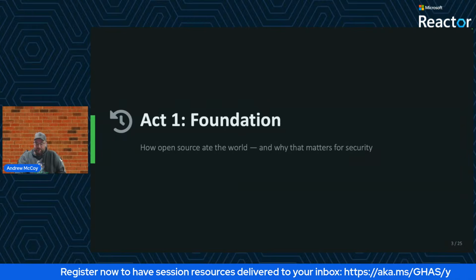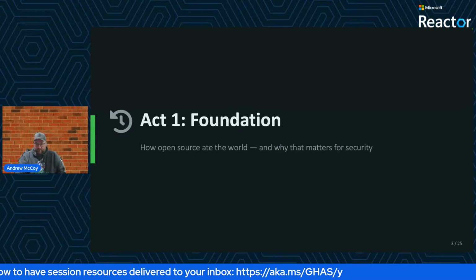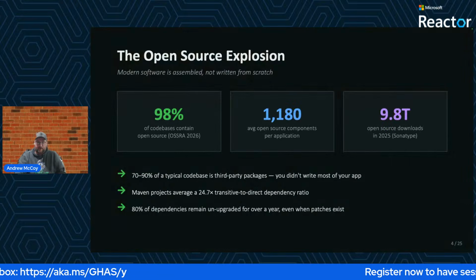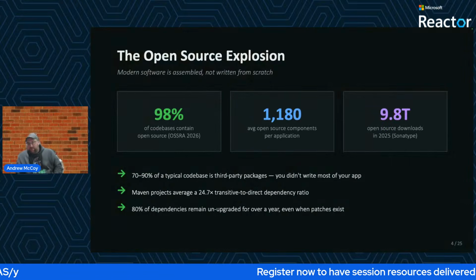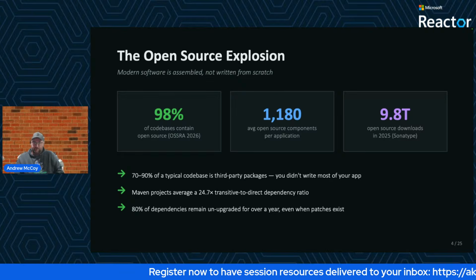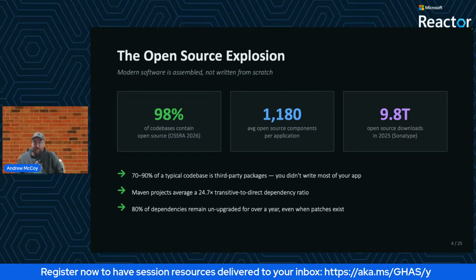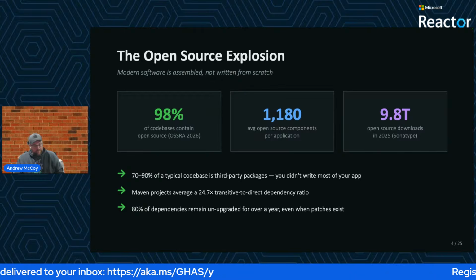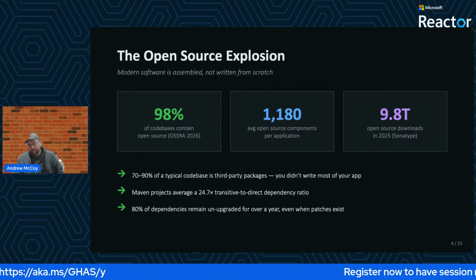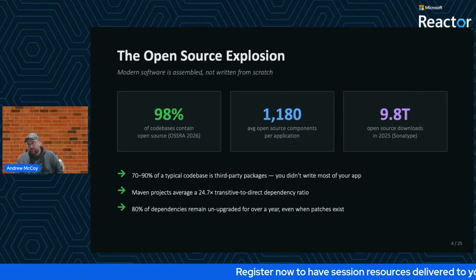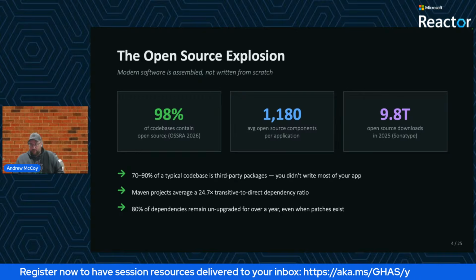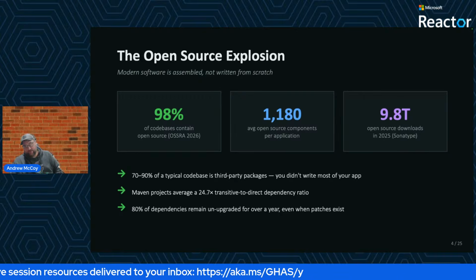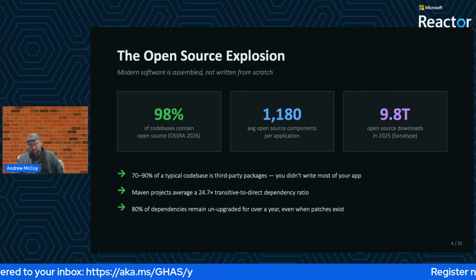So let's start at the beginning to understand how and why we're at where we are with supply chain security and how it's changed over the years. In modern software development, 98% of the commercial code bases contain open source software. The average app has well over 1,000 open source components. The joke used to be that when you begin building your project, Maven downloads half the internet. And looking at some of the trends, even from Maven Central, we're approaching 10 trillion open source downloads last year. This is just a huge explosion.